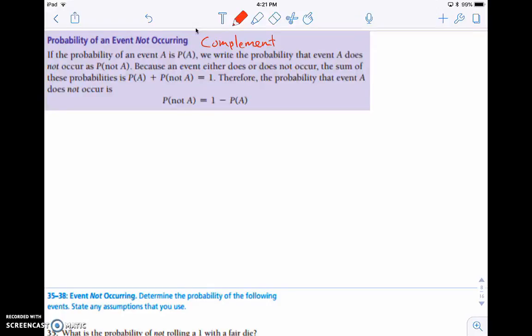Now, because an event either does or does not occur, the sum of these probabilities is always equal to 1. So the probability that it occurs plus the probability that it does not occur is 1. Because it either happens or it doesn't happen. There's a 100% chance of that. And that's what the 1 is. Again, thinking of when you see 1, that's 100%.